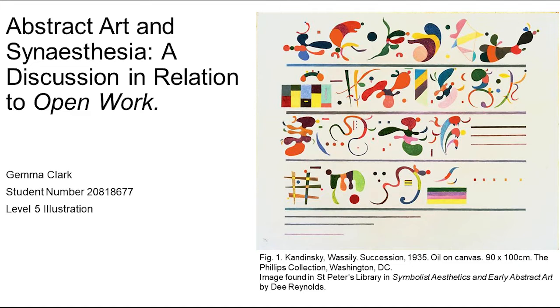I have chosen the text Open Work by David Crow, pages 165 to 87. The image I have chosen to discuss in relation to the text is Succession by Kandinsky, painted in 1935. I will be looking at how we can apply the concept of openness to expressionist art like this, particularly in terms of evoking a sensual experience beyond what is on the canvas.